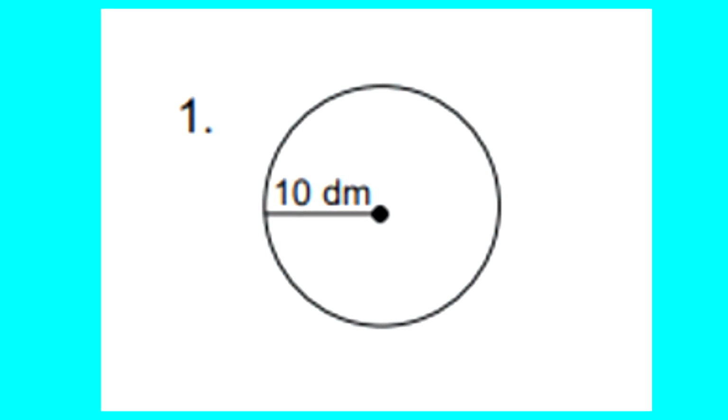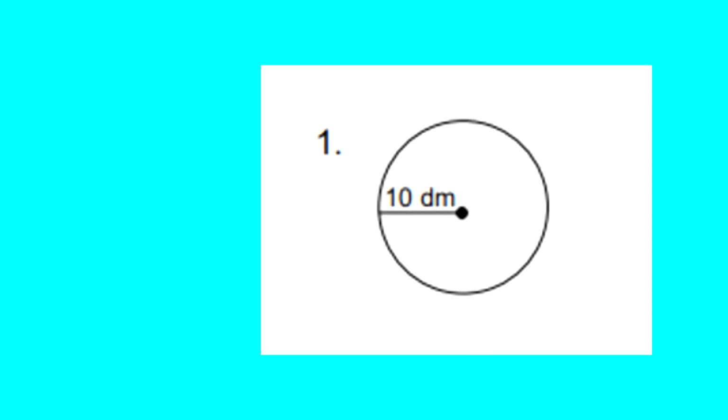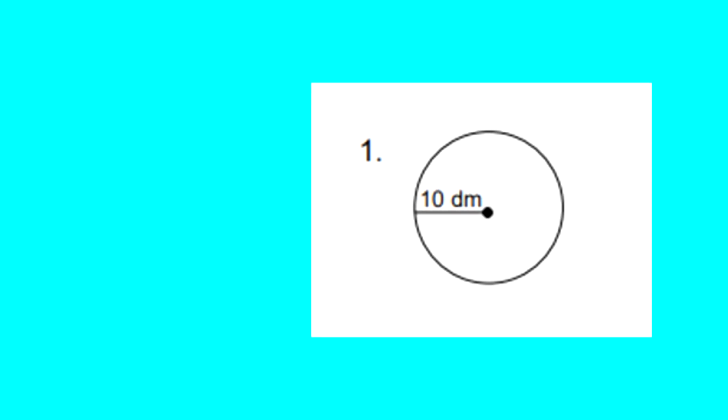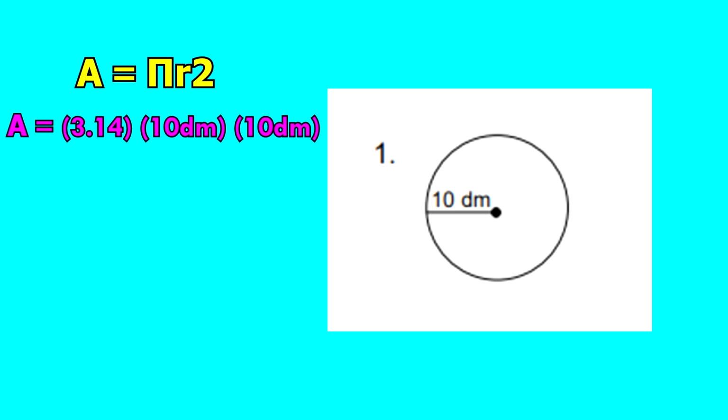So, for number 1, the given value of the radius is 10 decimeter. So again, in finding the area of a circle, the formula is A is equal to pi r squared, wherein the value of the pi is 3.14 and the given value of the radius for number 1 is 10 decimeter. So, let's substitute the values. A is equal to 3.14 times 10 decimeter times 10 decimeter.